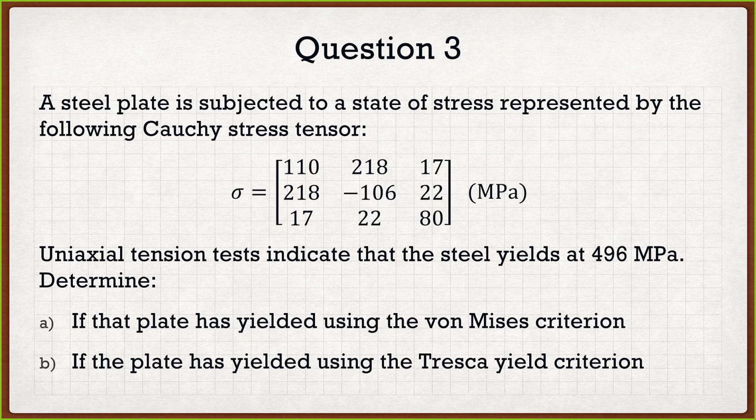So we discussed in the lecture that there are many different ways to try and determine if things have yielded or not. The two specific ones that we talked about, of course, are von Mises and Tresca. In reality, there are many, many, many more. It depends on what you're looking for, basically.